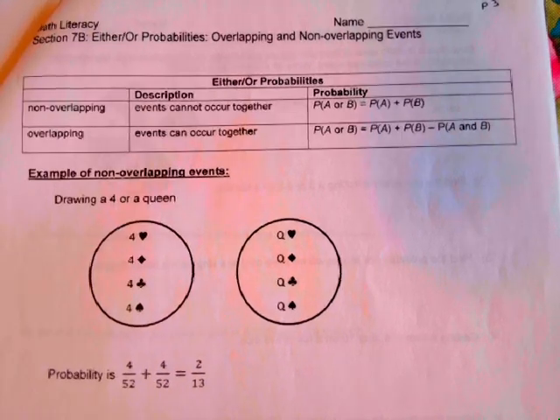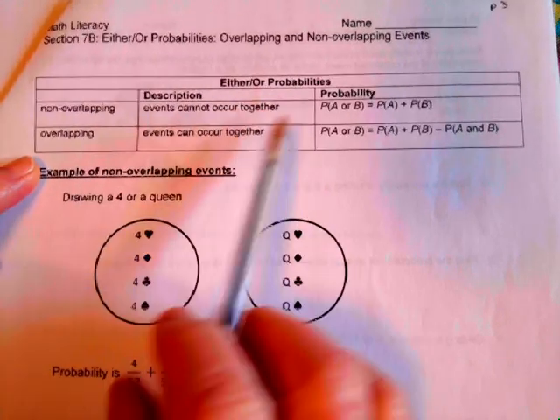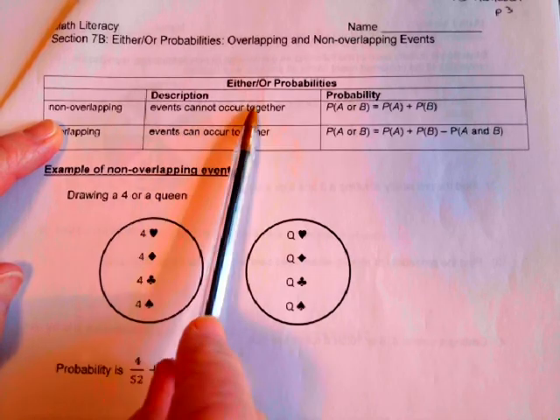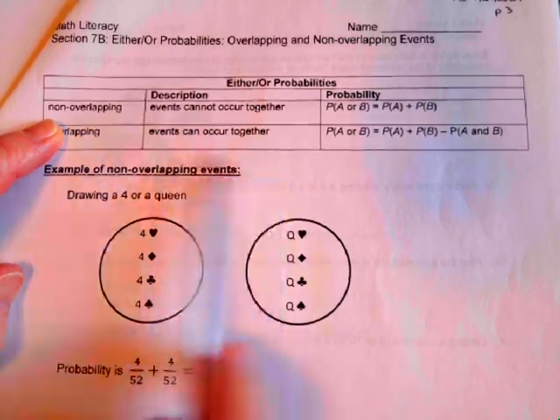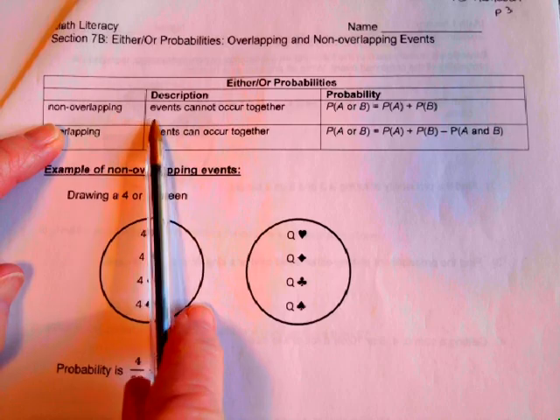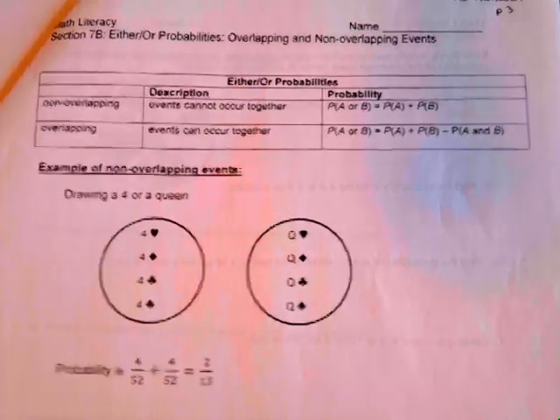Lesson 7.B, either-or probabilities. Sometimes when you're doing either-or probabilities, there are some numbers that would be included in both, or some items. Non-overlapping means events cannot occur together.